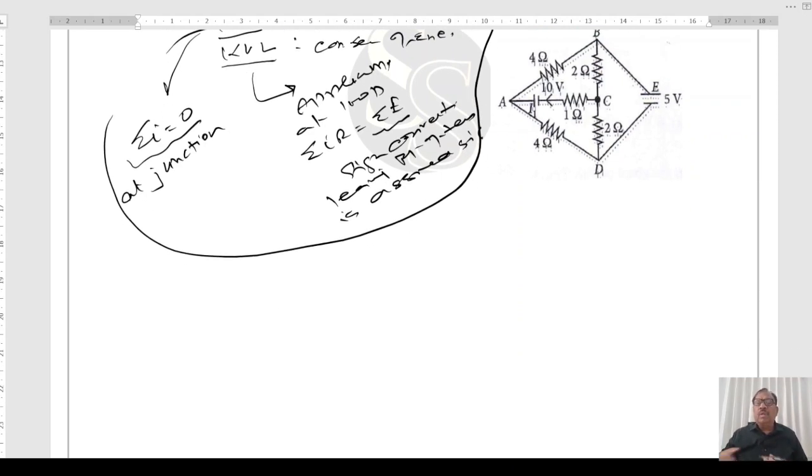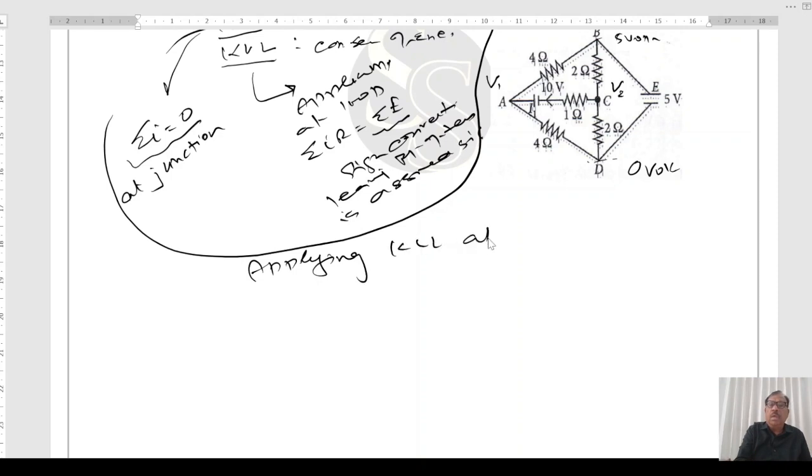Now in this case, let the voltage at point A be V1, and at points B and C the voltage be V2. In the circuit, this is at 0 volt, this is at 5 volt, and this is at 0 volt. Now applying KCL at points A and C. First at point A.